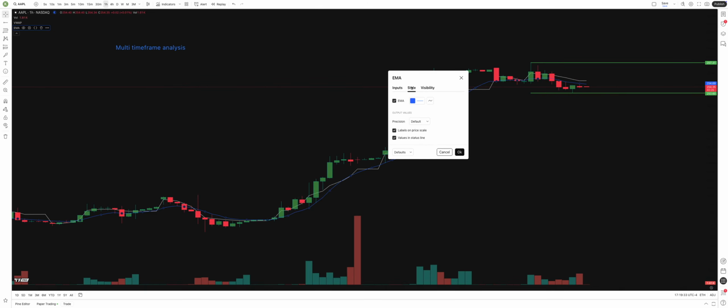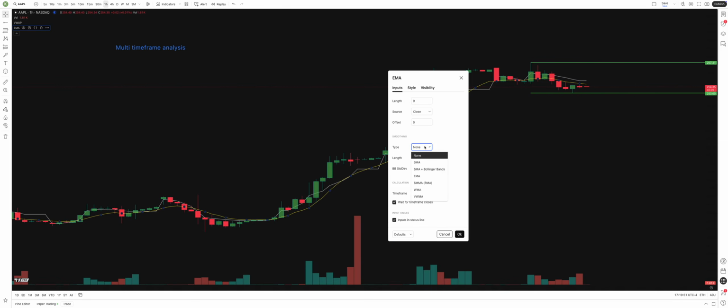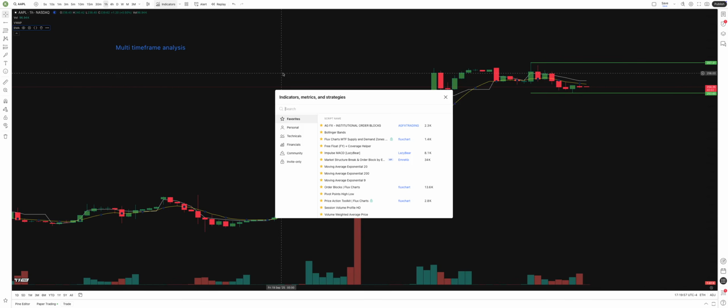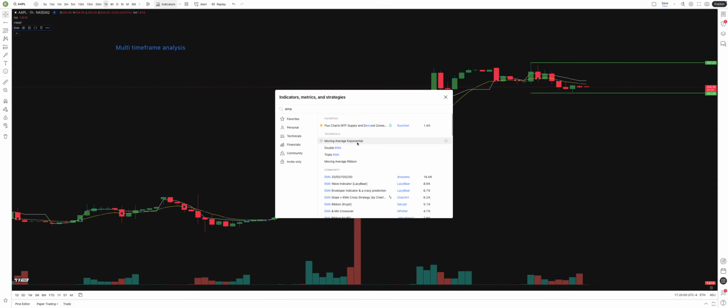So for the style for this one, I actually like yellow, and then I like the line, and then again I like to turn off the labels and the values. So this shows me my EMA for the last 9 candlesticks, and I do not touch anything else. And then I'm going to go back to indicators, and I'm going to do that again. So I'm going to type in EMA or expo, click it again, and then I'm going to click it a third time.